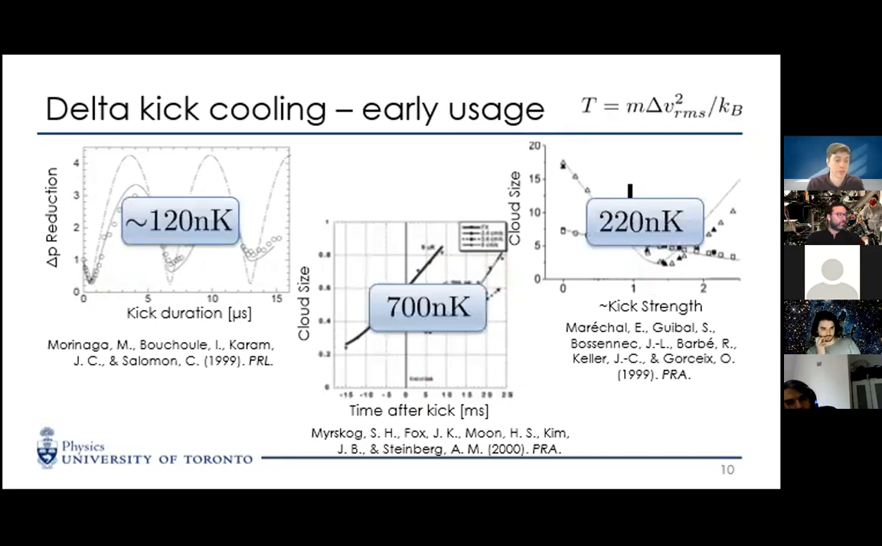And the numbers here are pretty impressive. If we take these variances in final momentum and calculate an effective temperature, given by this equation here, we get numbers that are hundreds of nanokelvin.